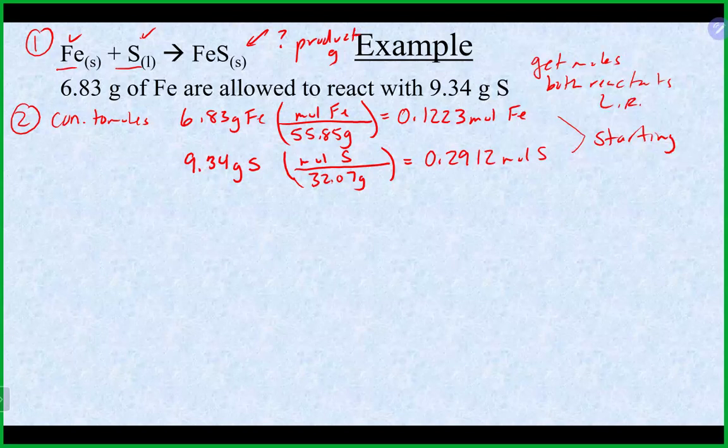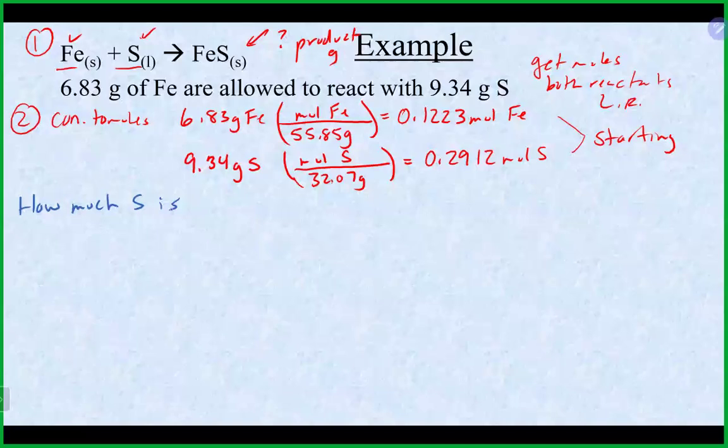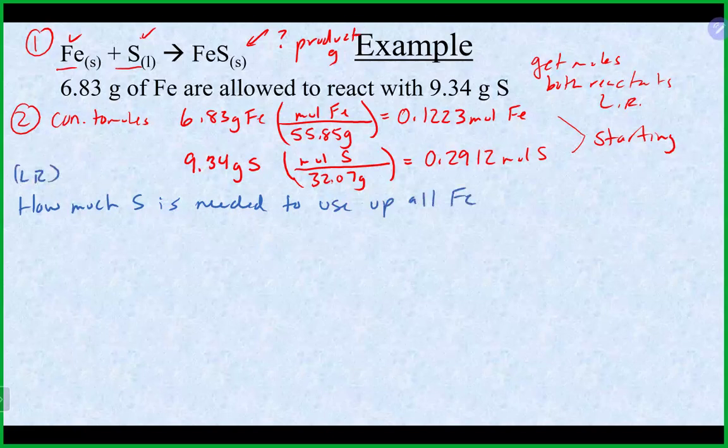So in this case, I'm going to try to figure out how much sulfur is needed to use up all of the iron. And this is going to be really my limiting reagent calculation at this point. So to do that, I'm going to take my iron, which is 0.1223 moles of it, and I'm going to do just a basic stoichiometry relationship between iron and sulfur.